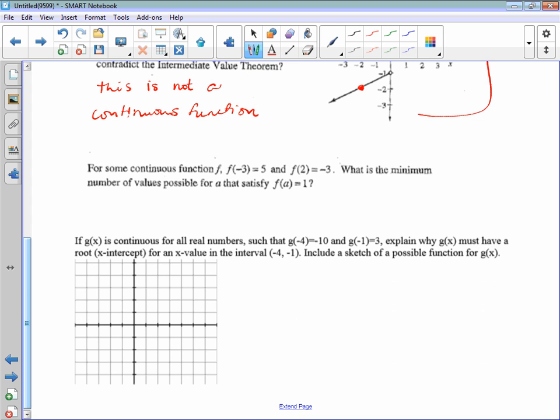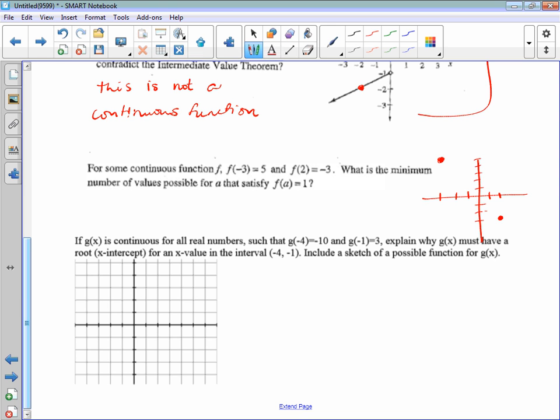The next one. For some continuous function f, we know that f of negative 3 is 5, and f of 2 is negative 3. What's the minimum number of values possible for a that satisfy f of a equals 1? So let's make a little picture. So f of negative 3 equals 5. That means when x is negative 3, y is 5, right? And f of 2 is negative 3.